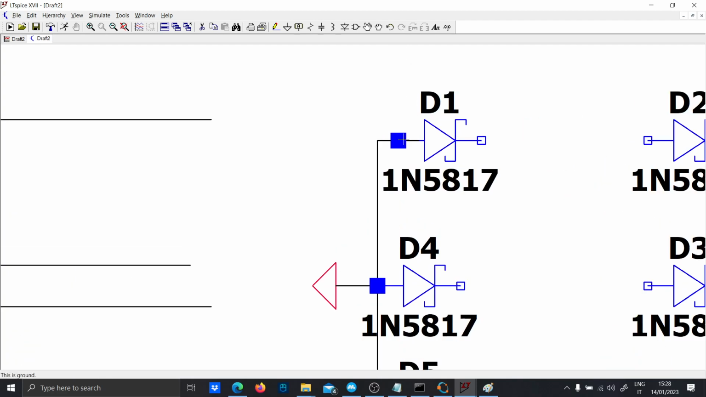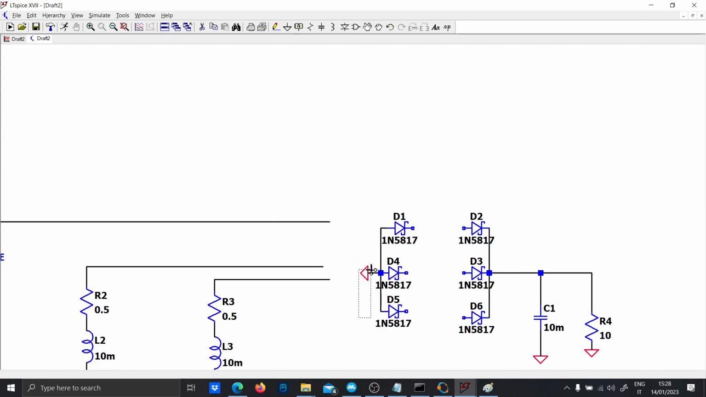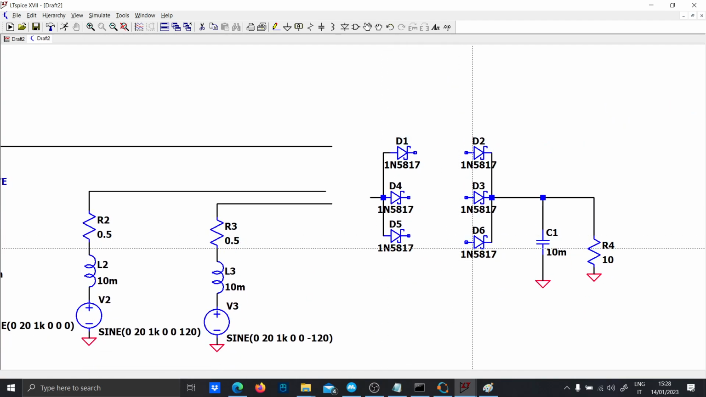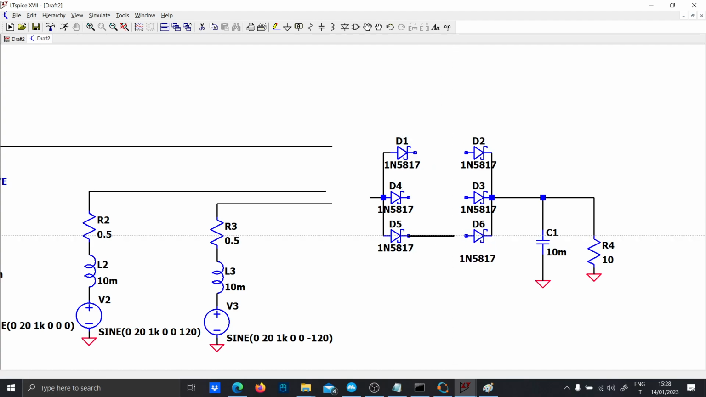I don't know why there is no node. Here there is not a node. So, now let's connect these diodes properly.